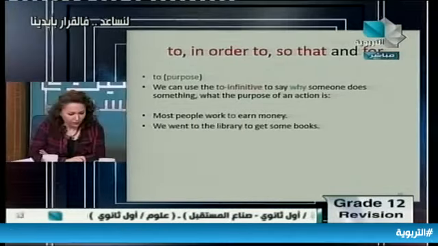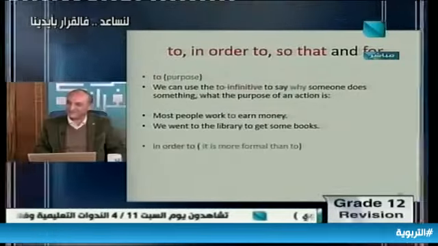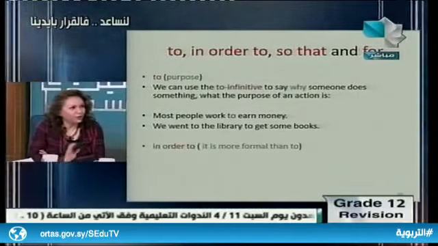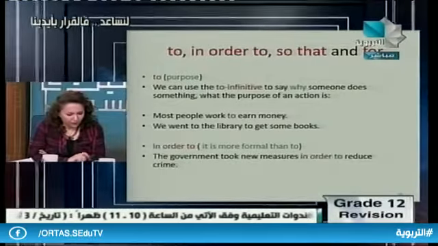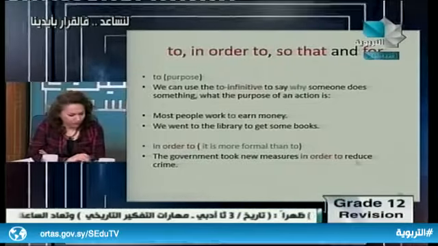And we went to the library to get some books. Another purpose. So in order to is more formal than to. The government took new measures in order to reduce crime. In order to reduce crime.